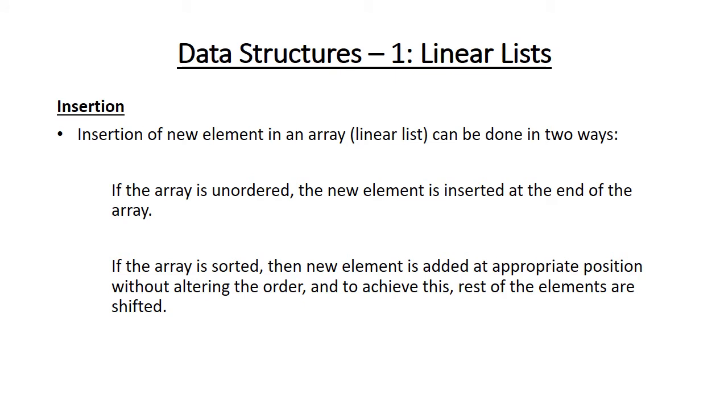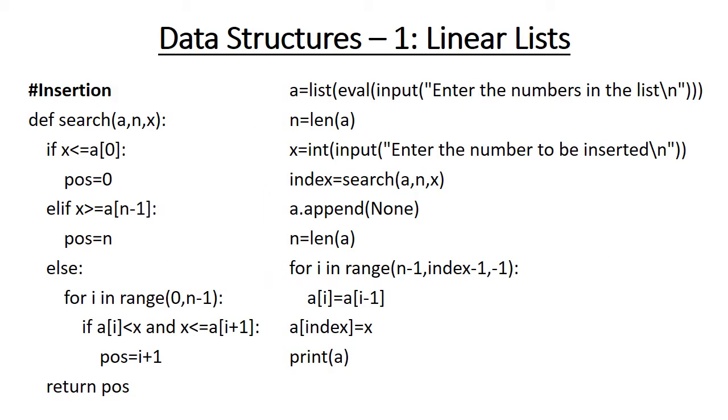Insertion into a linear list or an array. Insertion of a new element in an array or a linear list can be done in two ways. If the array is unordered, the new element is inserted at the end of the array. If the array is sorted, the new element is added at the appropriate position without altering the order. To achieve this, the rest of the elements are shifted. How to insert an element into a linear list or an array is explained with the help of a program.